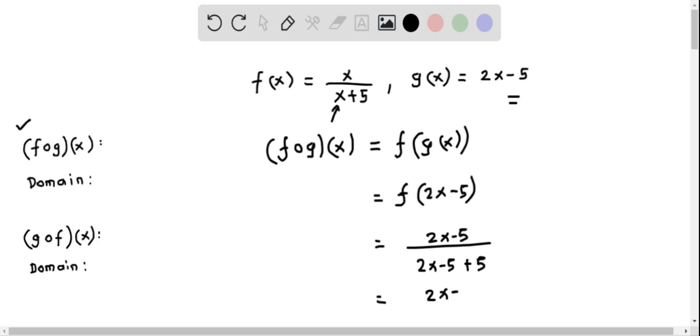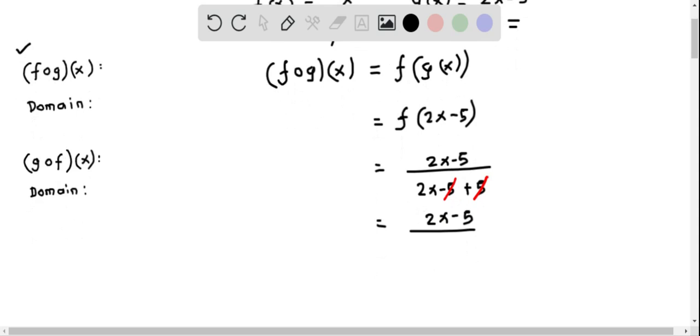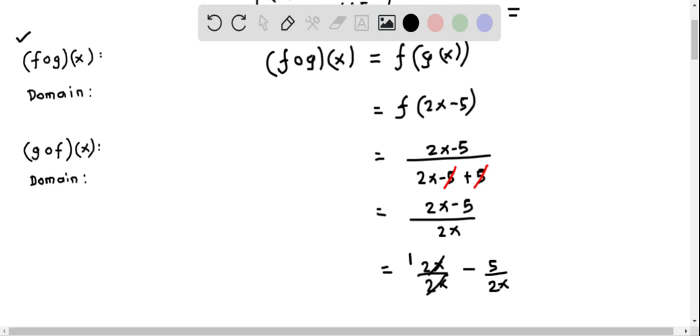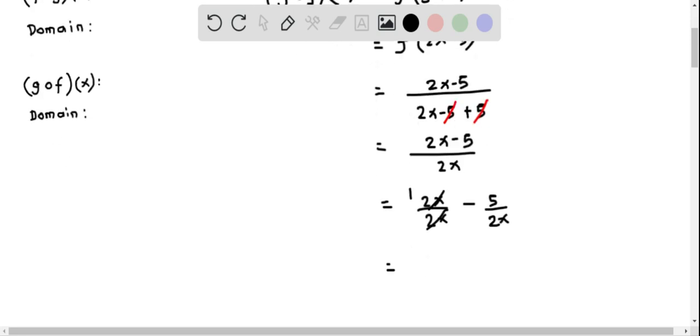So we will get this simplified. We will have the numerator 2x minus 5 divided by, this negative 5 and positive 5 get cancelled, and we will have over 2x. We can simplify this. So this equals 2x over 2x minus 5 over 2x. 2x over 2x is basically 1. So we can rewrite this as 1 minus 5 over 2x. So this is f o g of x.